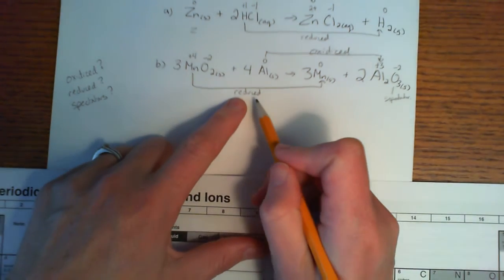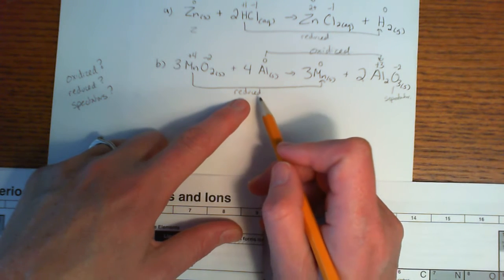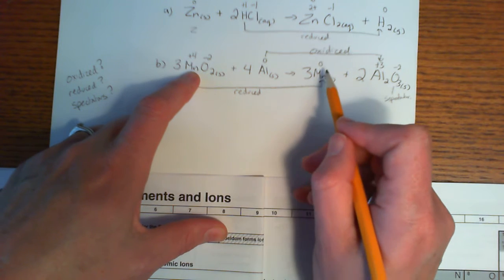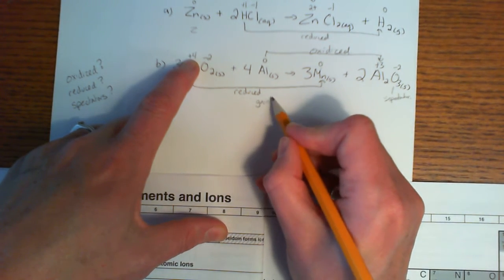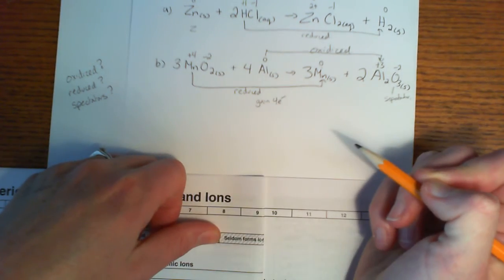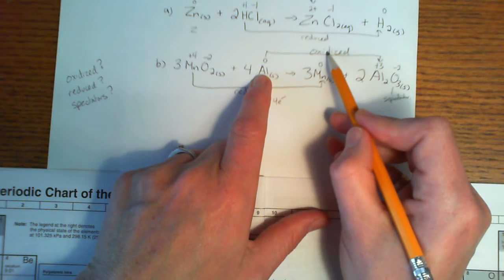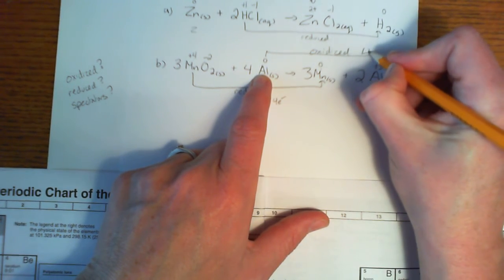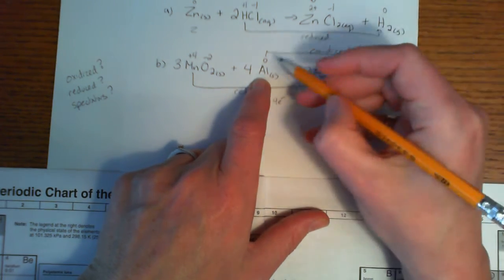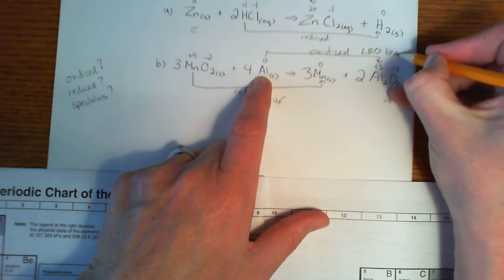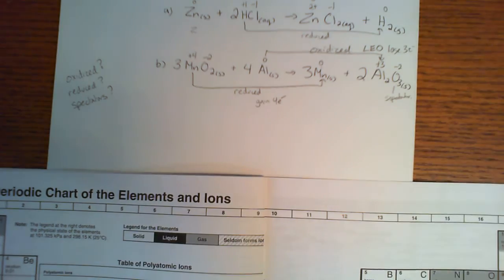All right, if you're being reduced, that means you're gaining electrons. So manganese, to get to 0 from 4 positive, had to gain 4 electrons, right? And aluminum has been oxidized, or lose electrons is oxidation, LEO. So it has to lose 3 electrons to get to 3 positive. And there's your first 2.